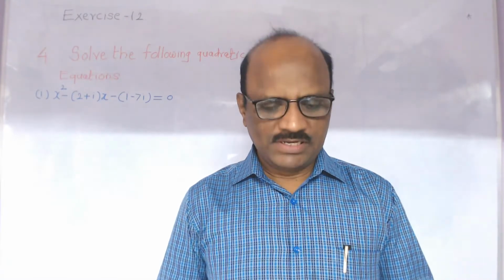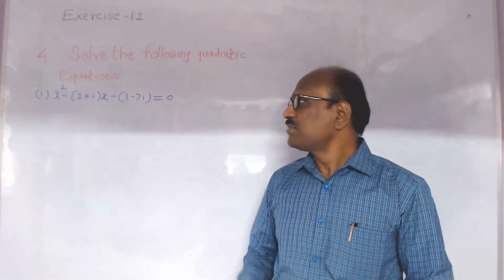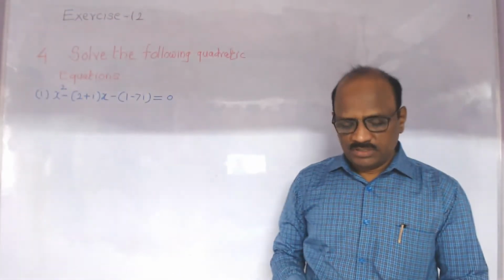Now question number 4, again solve the following quadratic equations. The first equation is x square minus (2 plus i) x minus (1 minus 7i) equals 0. Again the same thing, the solution: comparing with ax square plus bx plus c equals 0, here a equals 1, b equals minus (2 plus i), c equals minus (1 minus 7i).